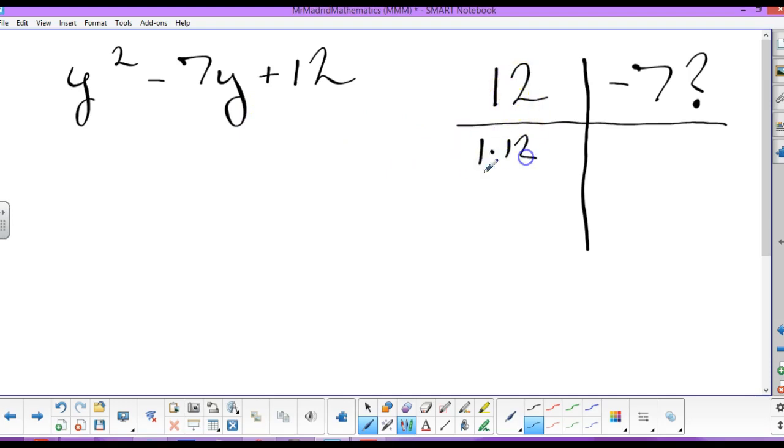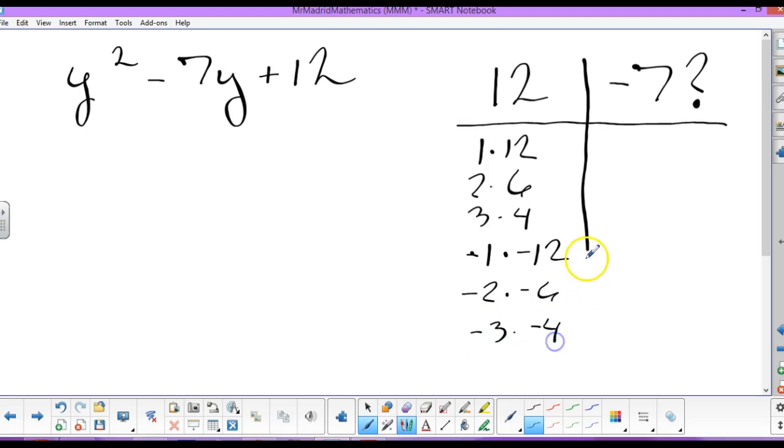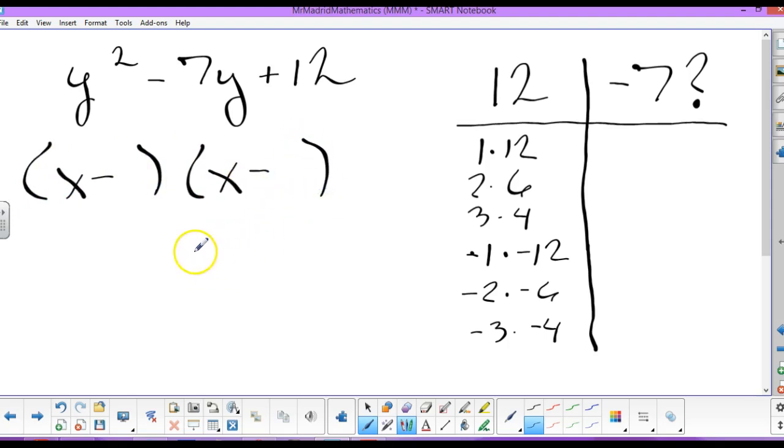Okay. So let me go and start producing numbers that multiply to give me 12. So 1 times 12, 2 times 6, 3 times 4. Okay. -1 times -12, -2 times -6, and -3 times -4. Alright. So here's what I know my answer is going to look like, right? Here's a skeleton. It's going to look like that, the final answer, so keep that in mind.